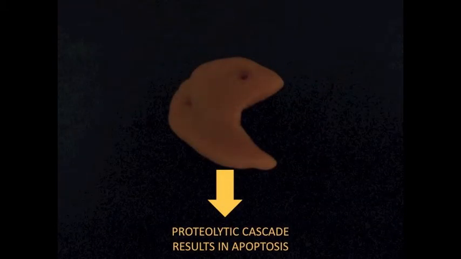Caspase-8 proceeds to initiate the proteolytic cascade involving effector caspases 3, 6, and 7, which, again, results in cell death or apoptosis. Though acting through two very different pathways, both routes establish the same end result: the death and destruction of the cell.